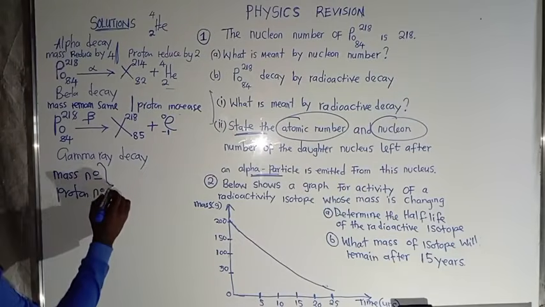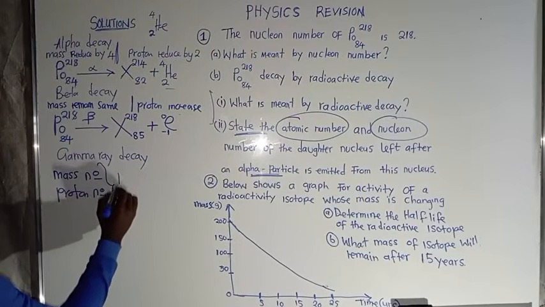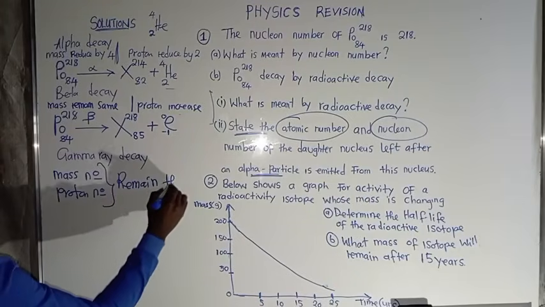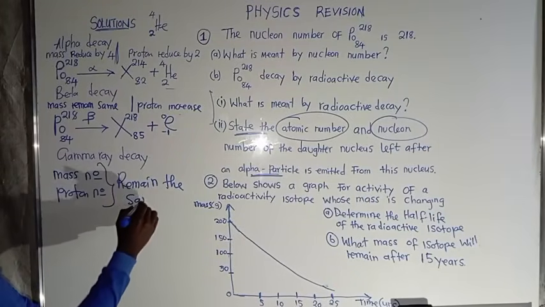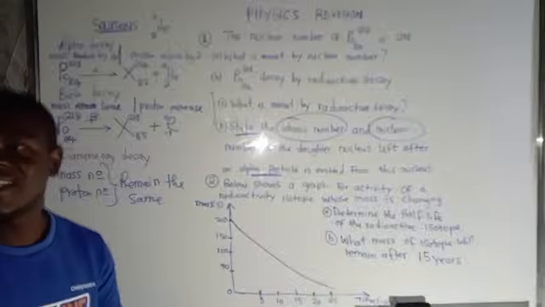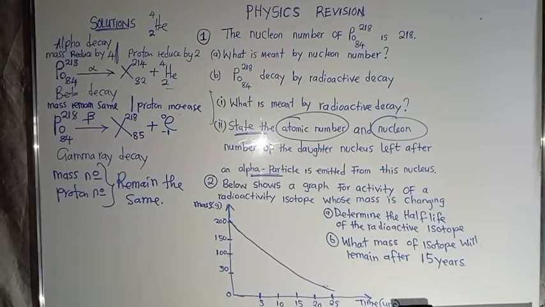So when it emits a beta particle, everything remains the what? The same. Nothing is going to change. Nothing gets to change. So this is what you are supposed to know. This is what we need to understand. So we are done with this particular question.